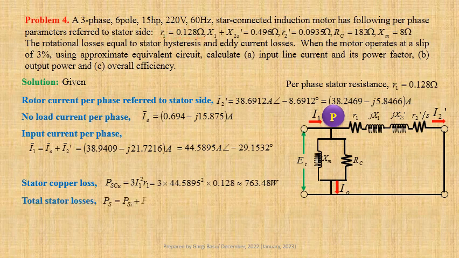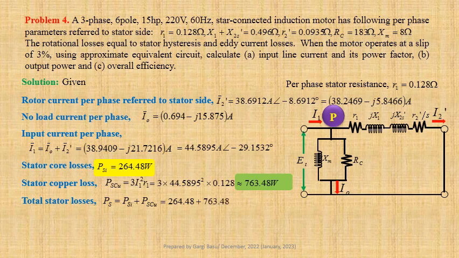Now we shall compute total stator losses. PS equals PSI plus PS copper. We have obtained stator core losses PSI equals 264.48 watt. Therefore, PS equals 264.48 plus 763.48, that is equal to 1027.96 watt.